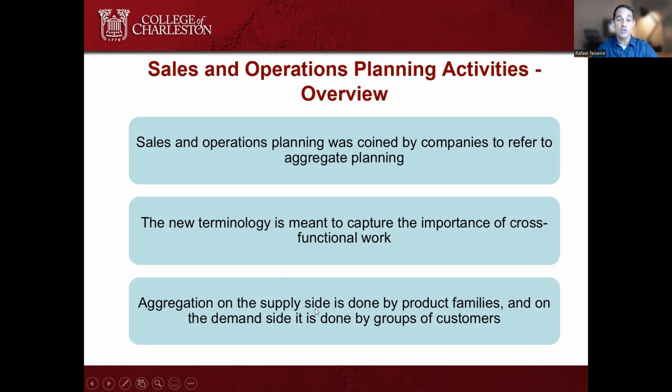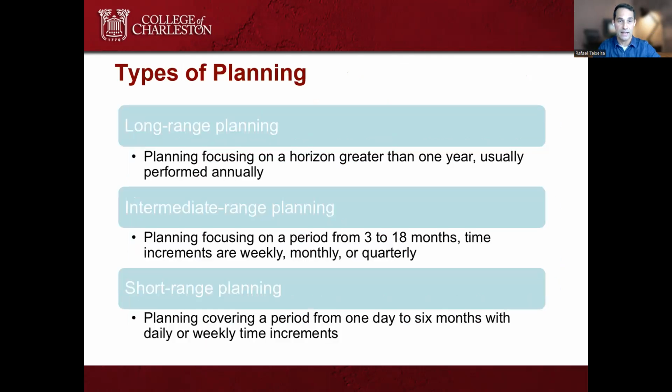Okay, aggregation on the supply side is done by product families. This is the terminology we have in terms of the family of products. And on the demand side, it is done by groups of customers. So if we look at the supply side, we're looking at the family of products. Again, iPad, iPhone, and so on. And if we're looking at the customer, we're talking about retailers, end consumers, heavy users, different groups of customers. That's what this is saying.